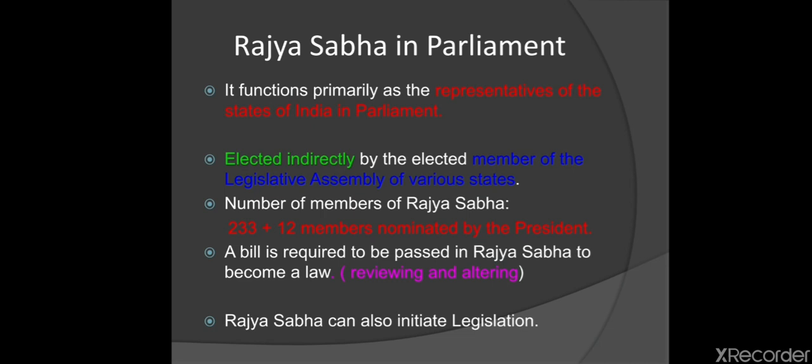And the members of the Rajya Sabha, how are they elected? We now know that the members of Lok Sabha are elected by us. We are involved in the election process. But the members of the Rajya Sabha are elected indirectly. Indirectly means we are not involved. The common people are not involved. Elected indirectly means there is no involvement of the common people; they are elected by the elected members of the legislative assemblies of various states. Now who are these elected members?